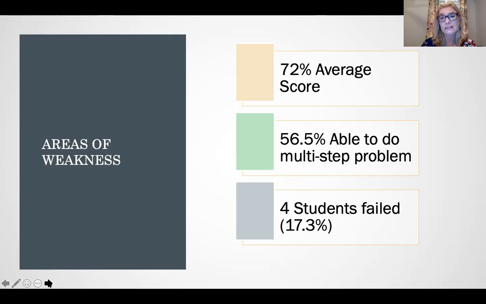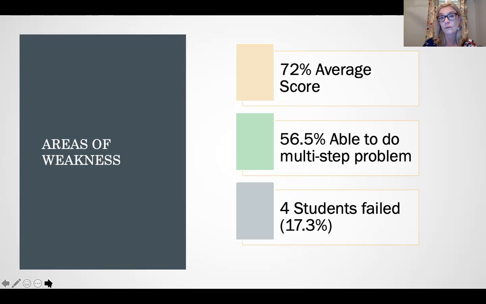I also thought that it was definitely a weakness that only 56.5% of students were able to do the multi-step problem. There were several word problems on the test, but only one of them was a multi-step word problem. And I know that that's a struggle, so that wasn't a shock to me, but I would have hoped that more than 56.5% of my students would have been able to get that question correct.